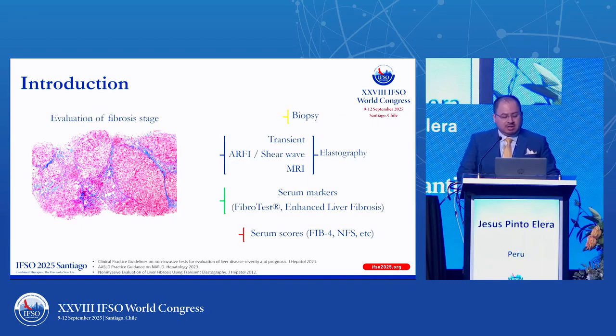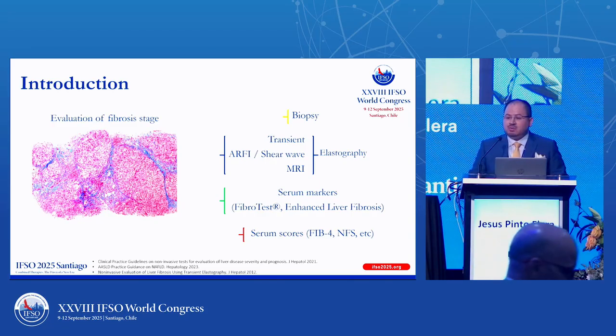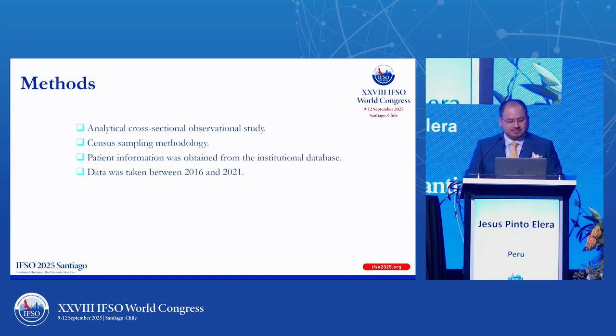There is a challenge in the evaluation of the fibrosis stage in our daily practice. We have the liver biopsy, which is the gold standard, but it's usually not performed. We have elastography, like FibroScan or shear wave, and MRI, but they are used in highly suspicious cases. We also use serum markers, but they are somewhat inaccessible in some places. And finally, the serum scores are cheap, easy to use, and vastly used in our daily practice.